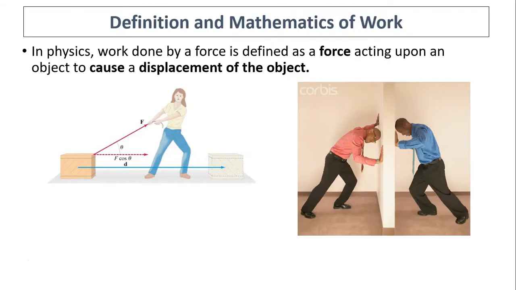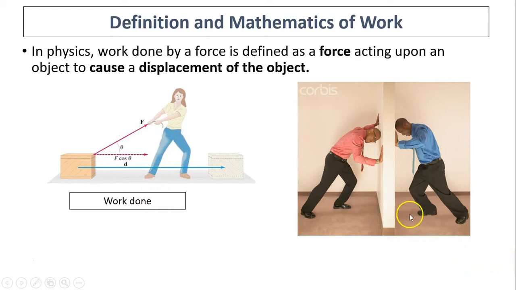Definition and mathematics of work. In physics, work done by a force is defined as a force acting upon an object to cause the object's displacement. For example, we have two pictures here. Here a girl is dragging a box, moving it from position A to position B. So the box had a displacement of d. In this case, work is done because that force caused the displacement.